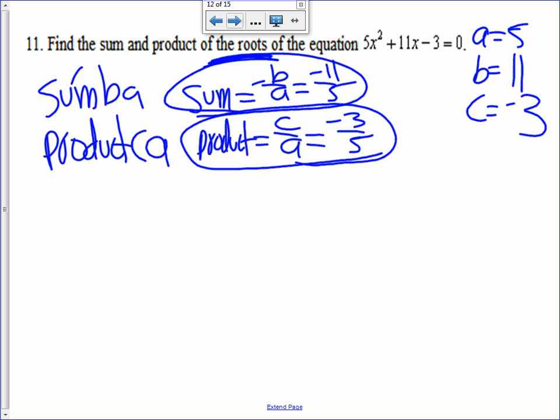That's it. The only way to get the sum and product question wrong is you forget the formulas, or you forget to negate b. So do not forget to negate b. Negative in a formula means to negate, to change the sign. Positive in the formula means to keep the sign.